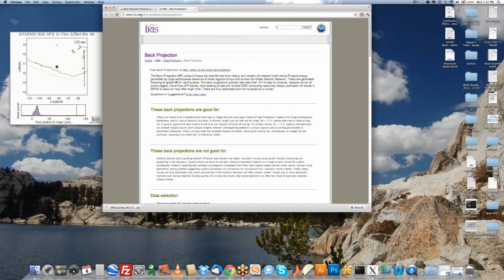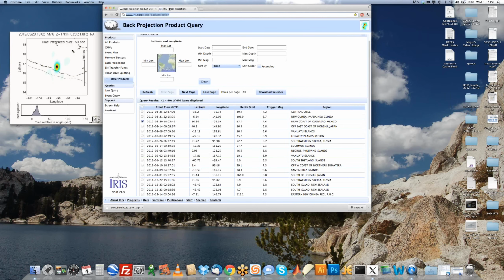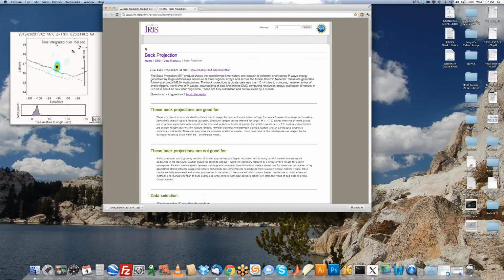I would encourage you to go to these two pages. You can see the URL at the top here. And if you just go to Google and search for IRIS back projection, it'll be, I think, the first hit.